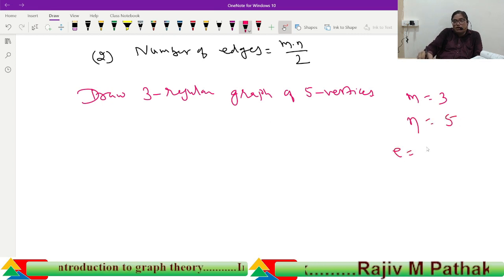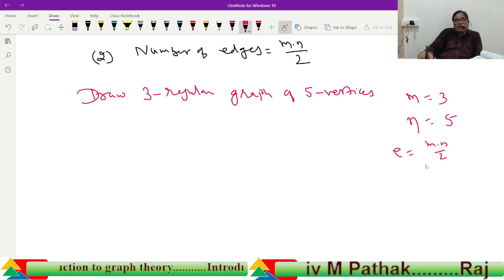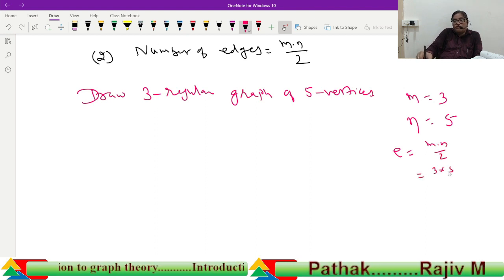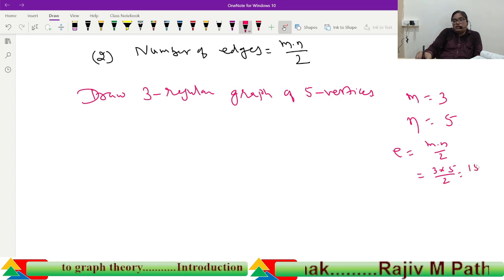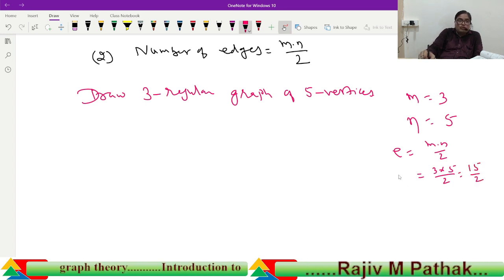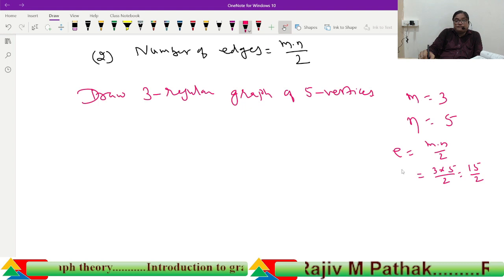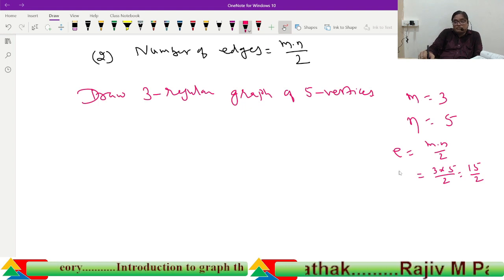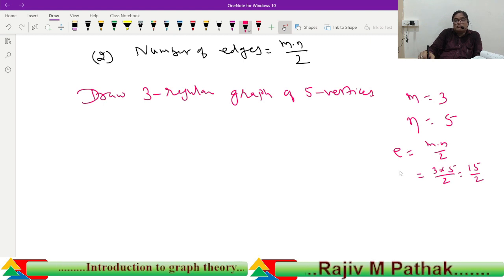So edges की value क्या होगी? Number of edges is m into n by 2 by properties of regular graph. So it is 3 into 5 by 2. What is this? This is 15 by 2. 15 by 2 is our answer. Understood? This is not possible. Is it clear? This is not possible.